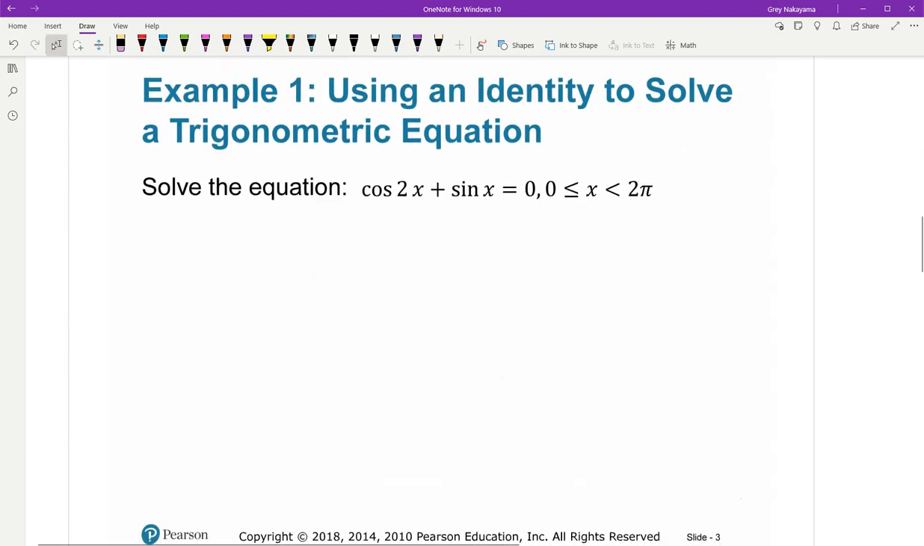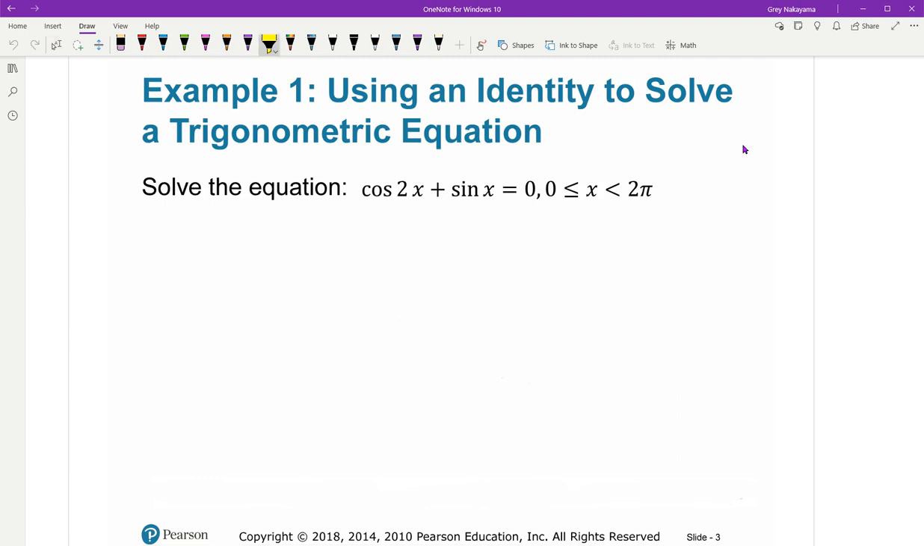Our first example, using an identity to solve a trigonometric equation. We've got cosine of 2x plus the sine of x equals 0, where x is between 0 and 2 pi. So we know we're not going to have the plus 2 pi at the end of this.